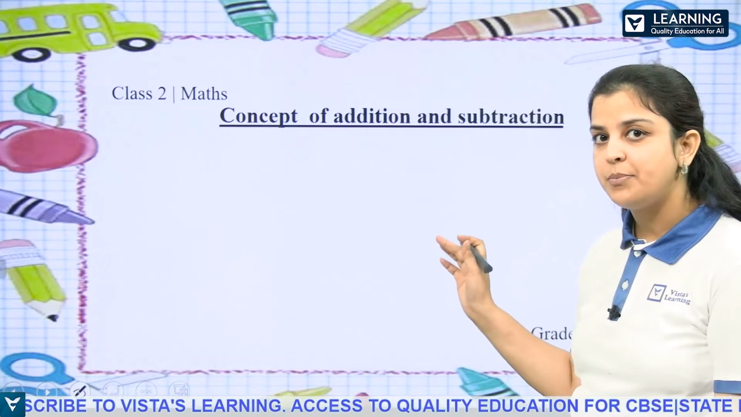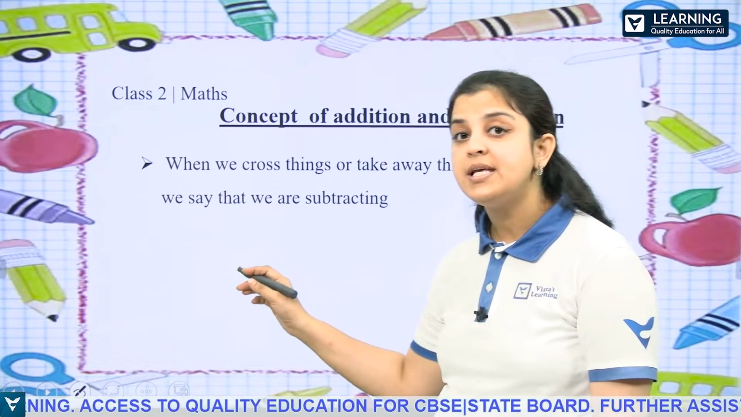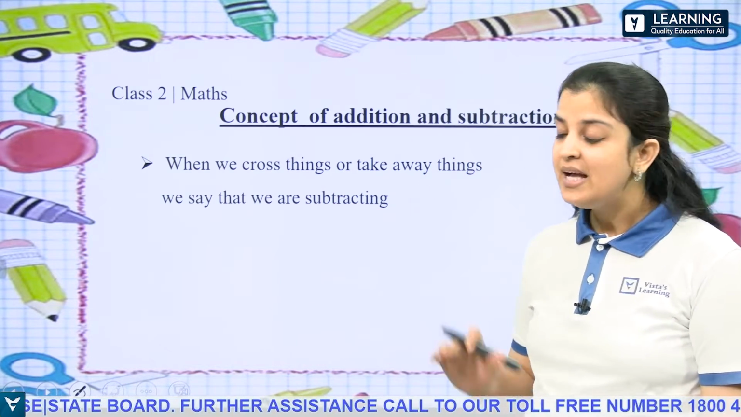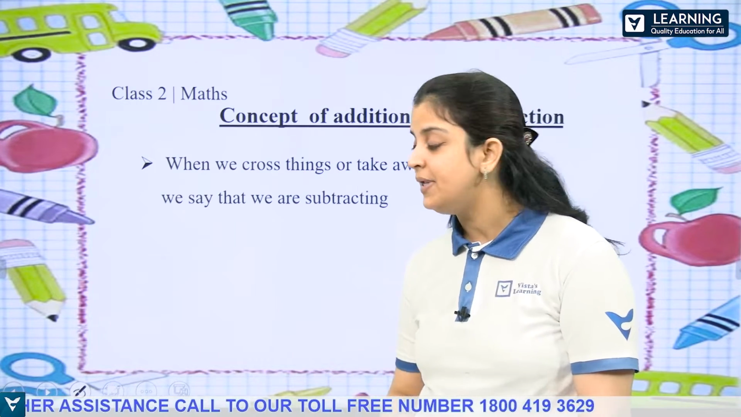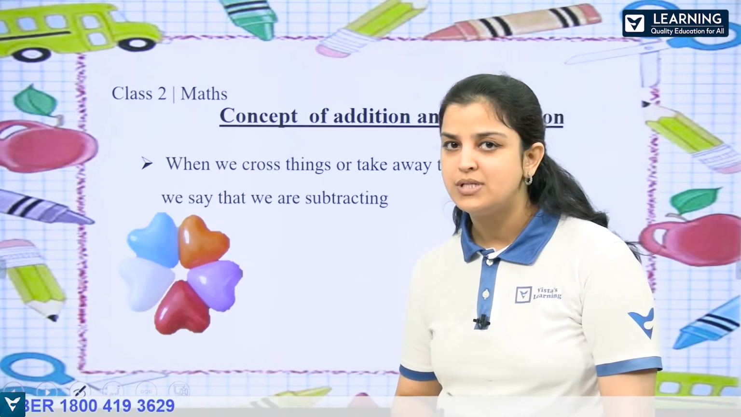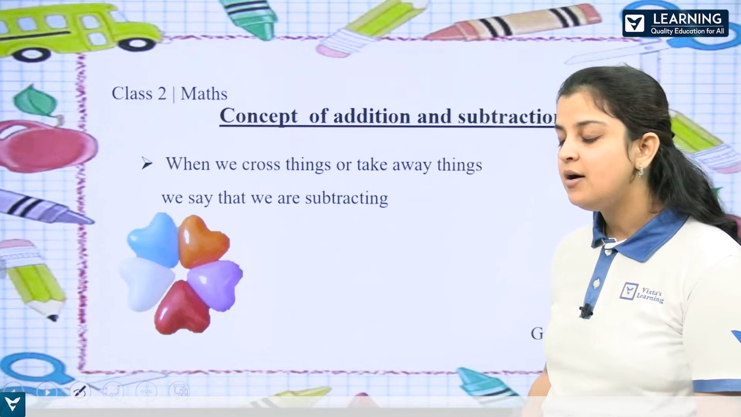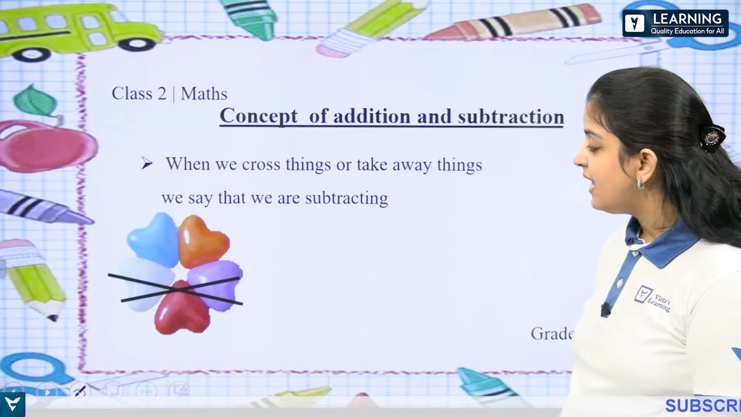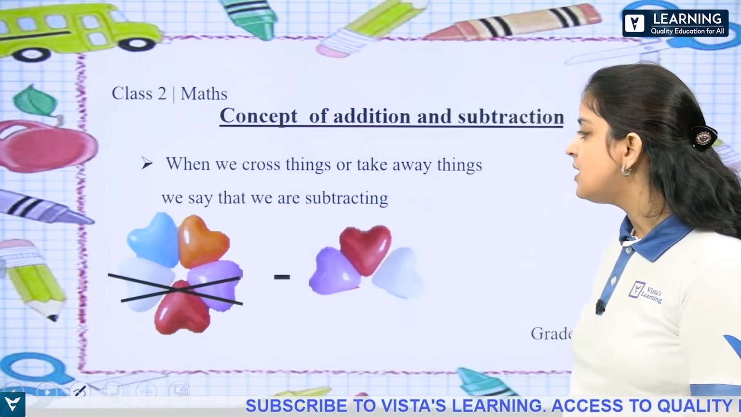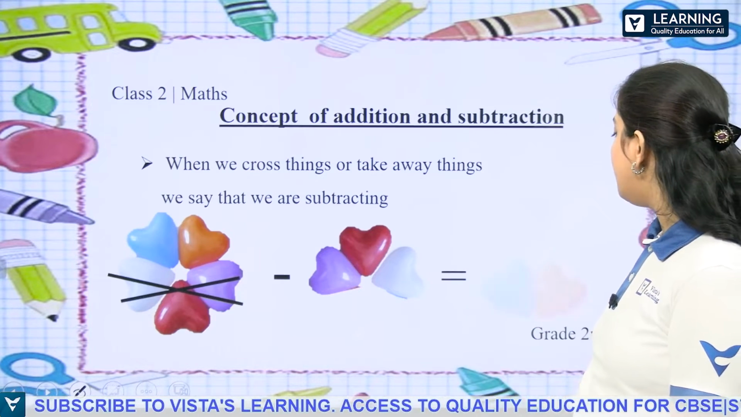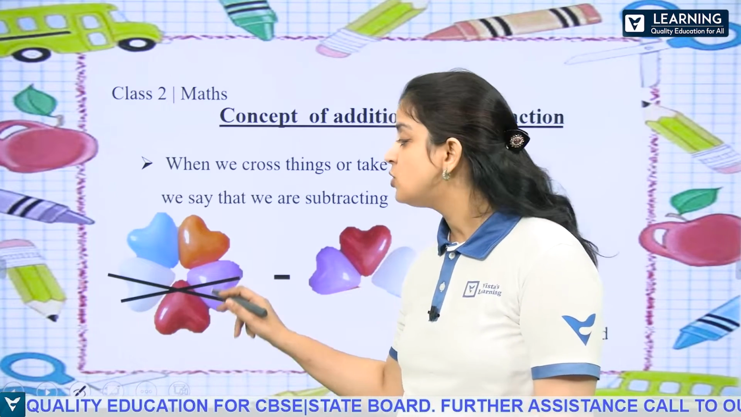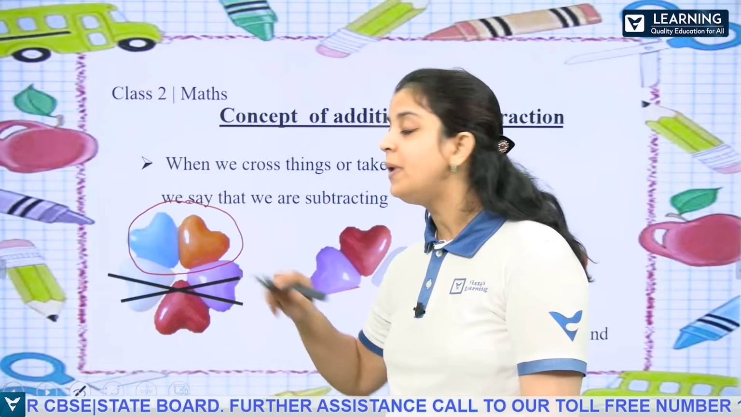Now, we learn about subtraction. When we cross things or we take away things, we say we are subtracting. Again, let us understand this with an example. Here you could see 1, 2, 3, 4, 5 balloons are there. If I take away 3 balloons, that means if I subtract 3 balloons from this, what will be left? I will be left with 2 balloons. 1, 2, 3. I have taken away. So, I am left with 2 balloons.